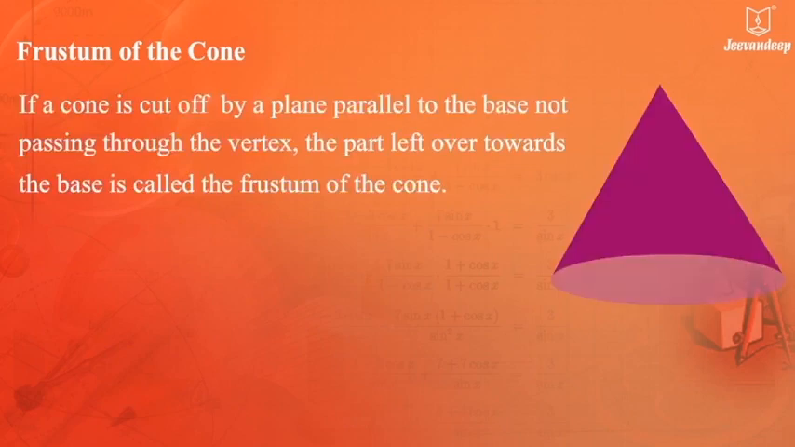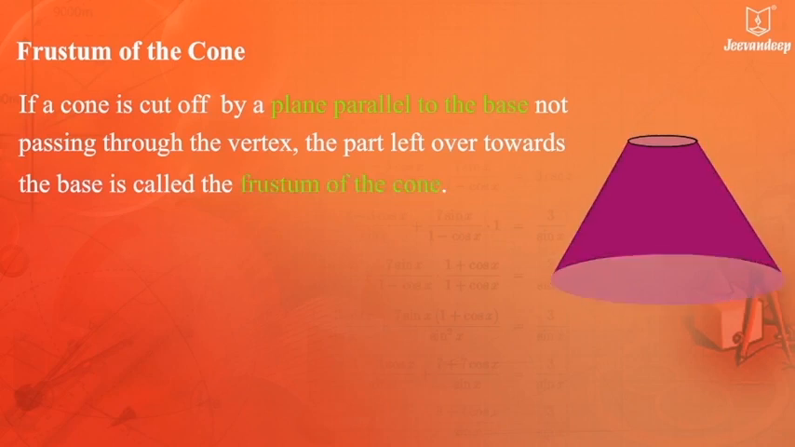Frustum of the cone. If a cone is cut off by a plane parallel to the base, not passing through the vertex, the part left over towards the base is called the frustum of the cone.